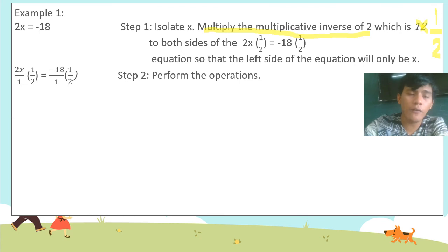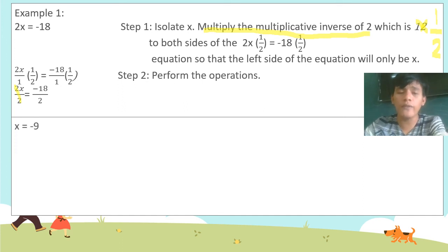So 2x over 1 times 1 over 2 is equal to negative 18 over 1 times 1 over 2. So 2x times 1, that is 2x. 1 times 2, that is 2, is equal to negative 18 times 1, which is negative 18. Then we need to perform the operations. 2x over 2 is equal to x. Negative 18 over 2 is equal to negative 9. So the value of x is equal to negative 9.